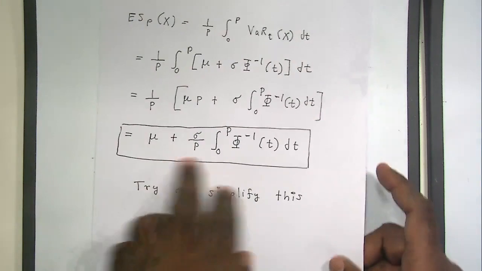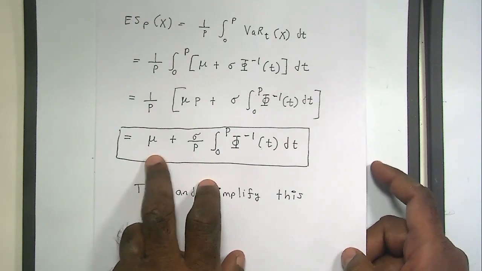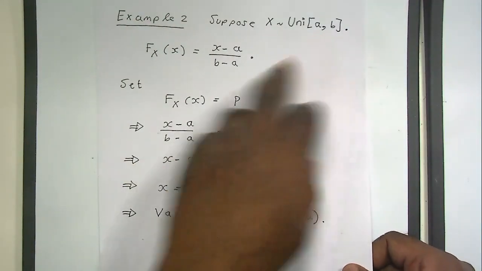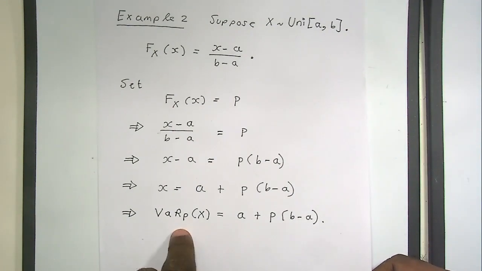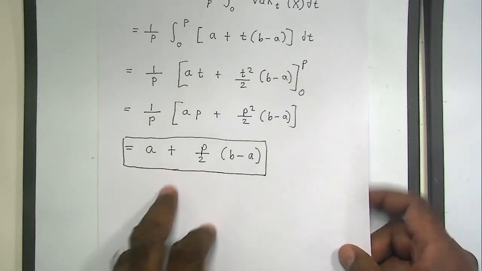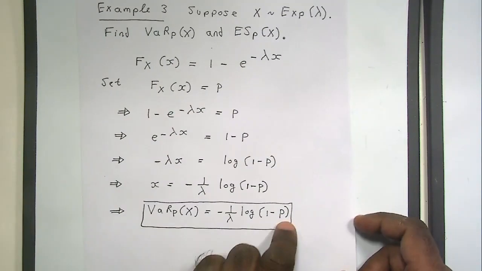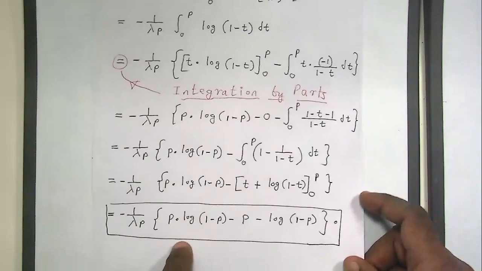And this is the formula for the expected shortfall for the normal random variable, right? And this is example 2, where X is assumed to be uniform, and this is the formula for VaR, and this is the formula for ES. And example 3, X follows the exponential distribution. This is the formula for VaR, and this is the formula for ES, the expected shortfall.